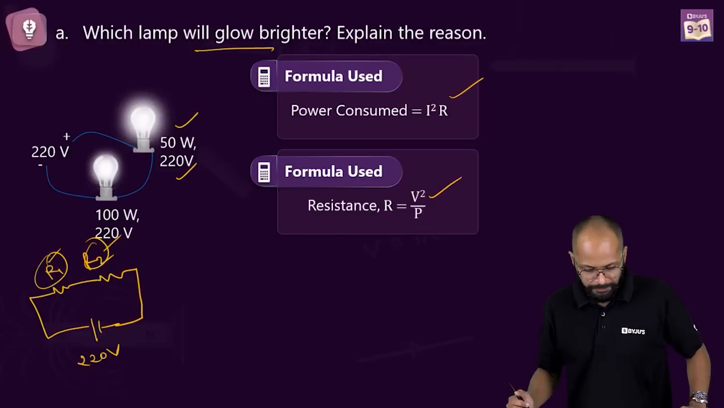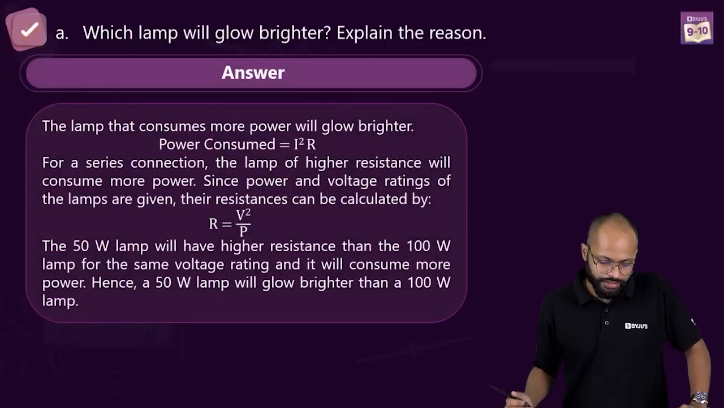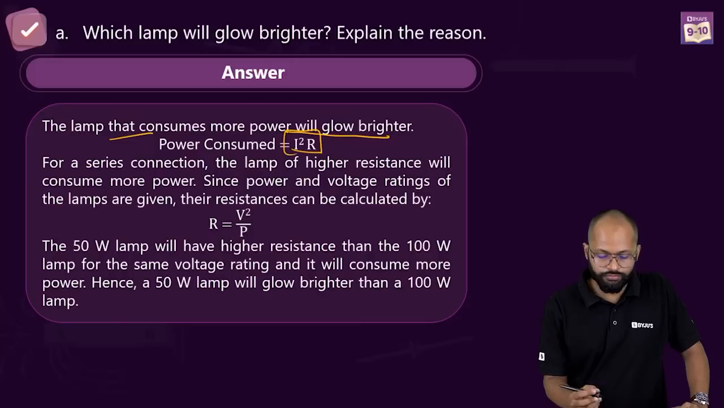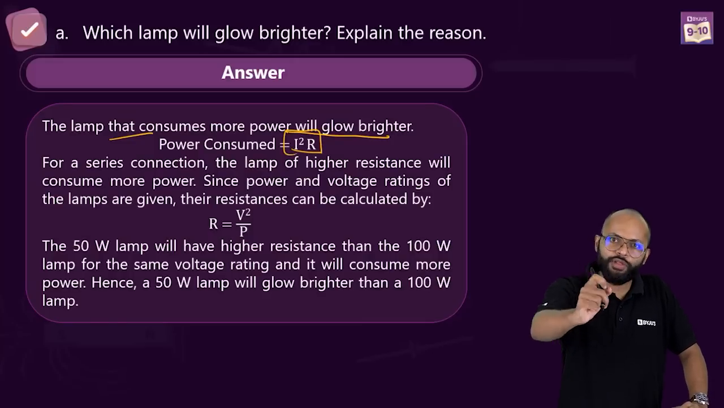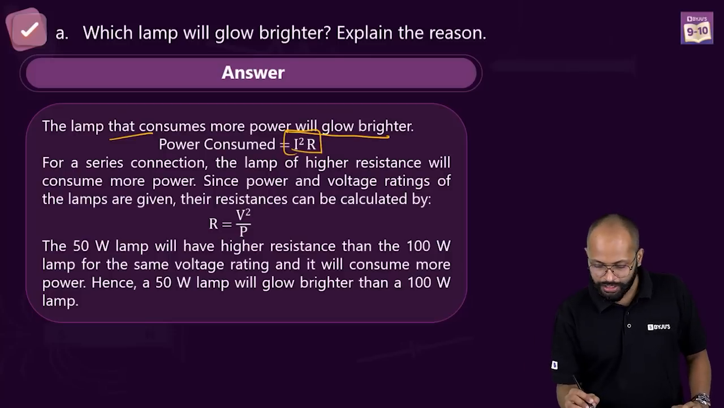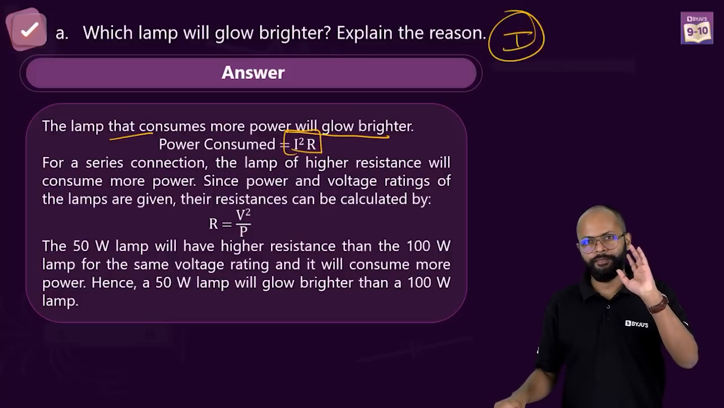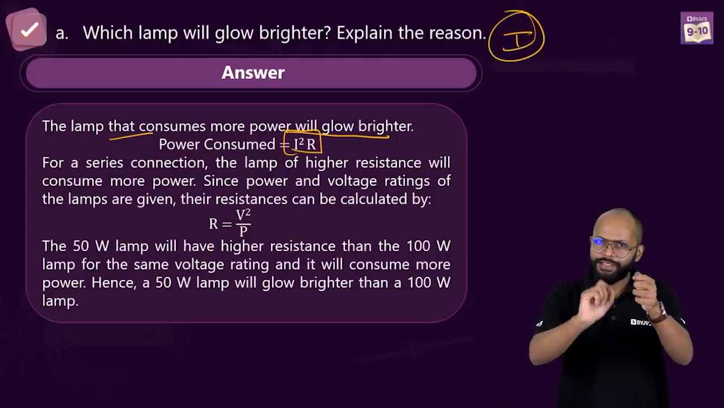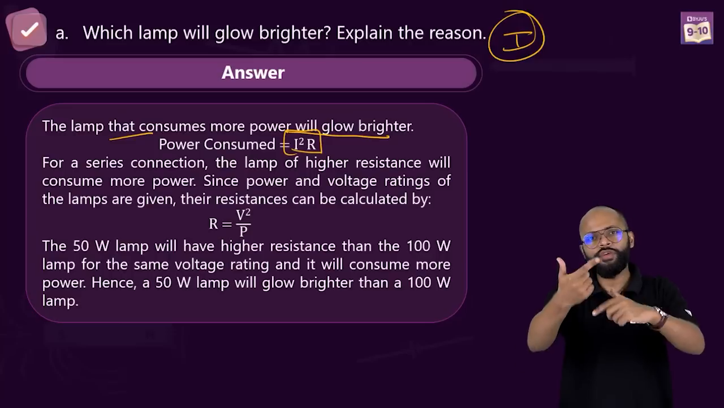Simple. Okay, let's see. How will you answer first of all? The lamp that consumes more power will glow brighter. Means whoever has the I squared R value more will glow brighter. Now, both of them are in series, which means current is the same. Who will judge it now? Resistance. Okay. Let's see which one has more resistance. And who will tell it to you? V squared upon P. Simple.